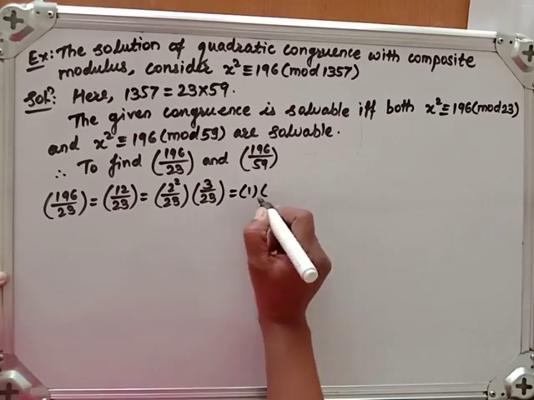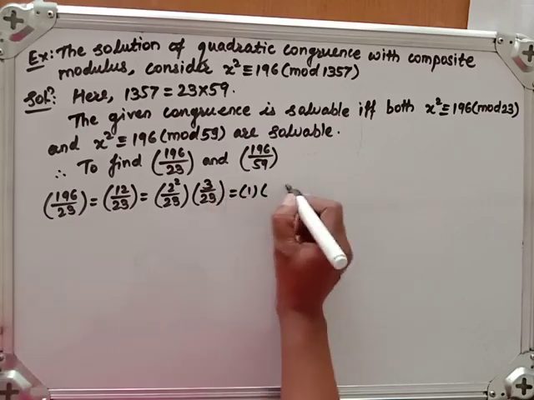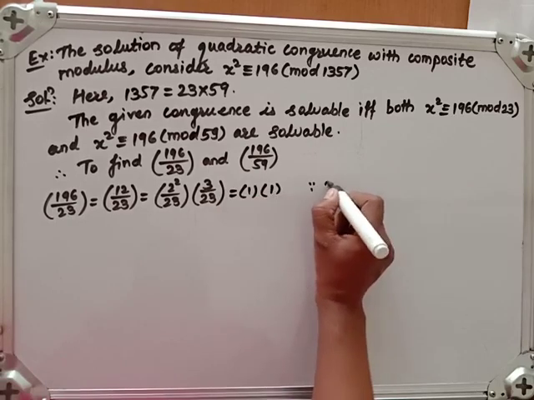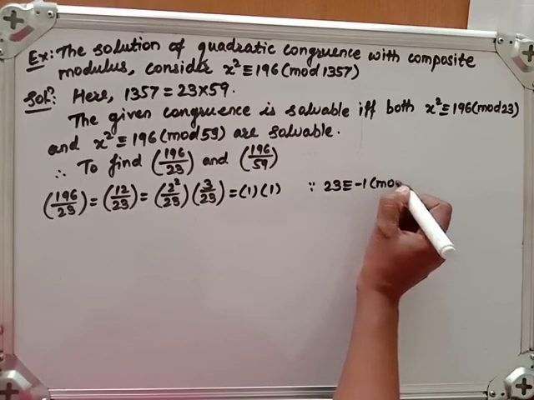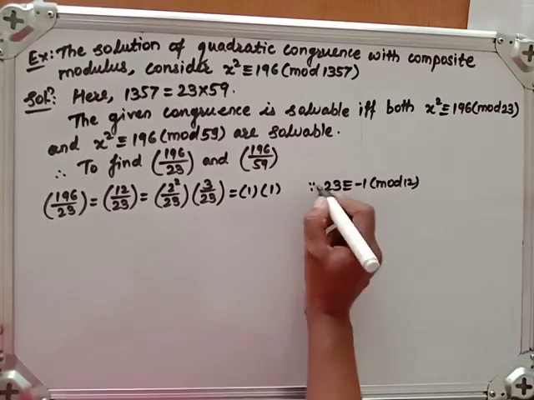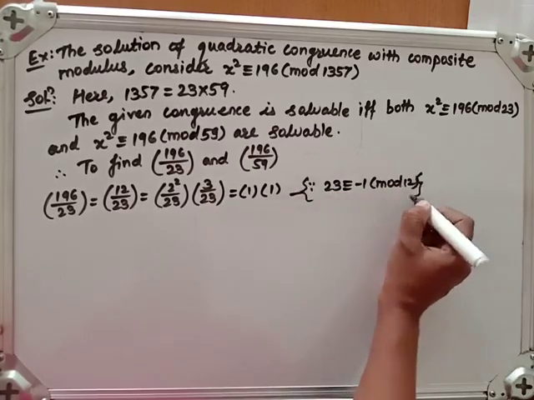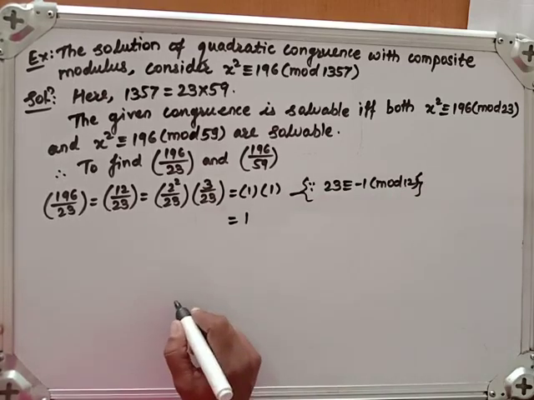And the Legendre symbol of 3 by 23 is also 1, since 23 is congruent to minus 1 modulo 12. That corollary, 3 by p, we are using. So after all this, it is 1.